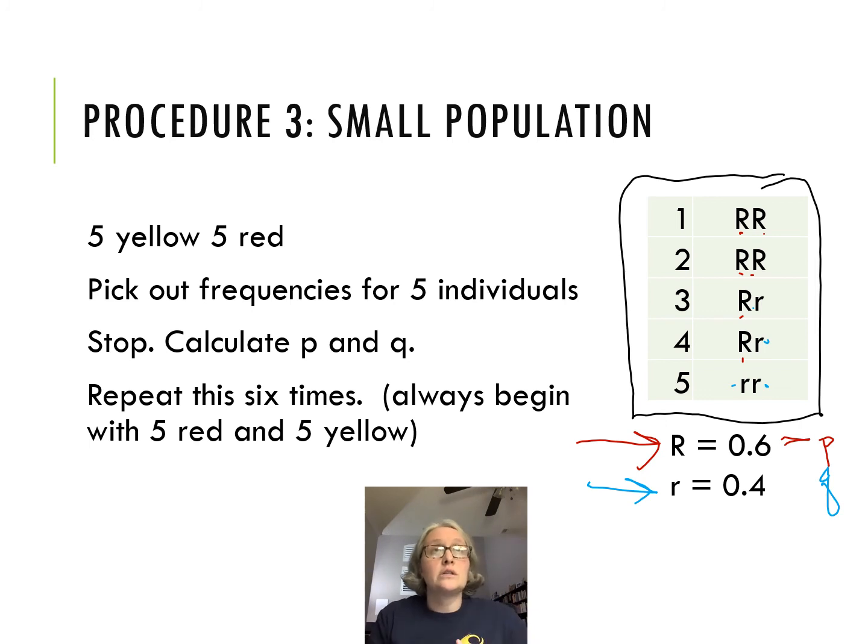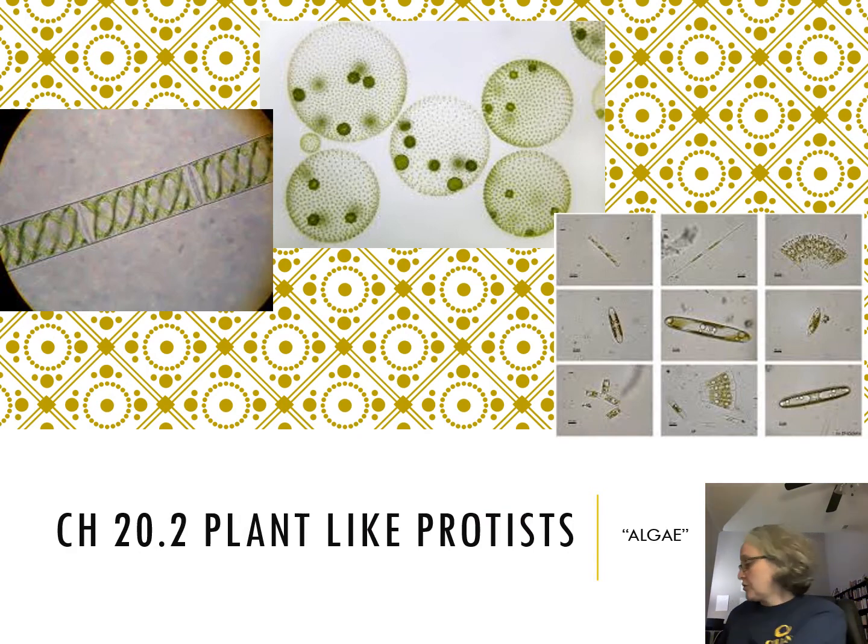You're going to do this 6 times. You're not going to change up the population in between. You're just going to quickly pull 5, start over. Pull 5, start over. Again, you're always putting the babies back, and you're trying to just see what happens to these allele frequencies when we've got a small population as opposed to those larger populations in procedures 1 and 2. After completing this, we're going to then move forward to chapter 20.2 to look at the plant-like protists.